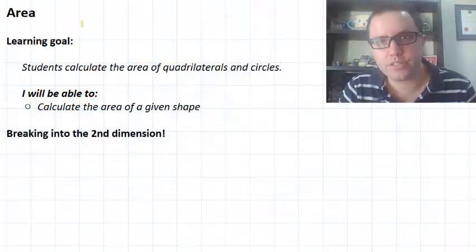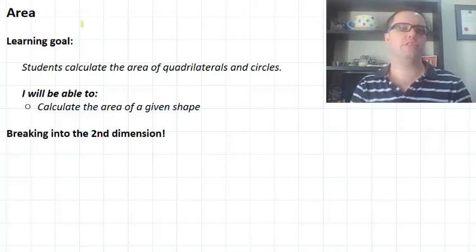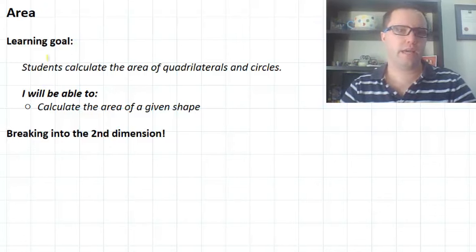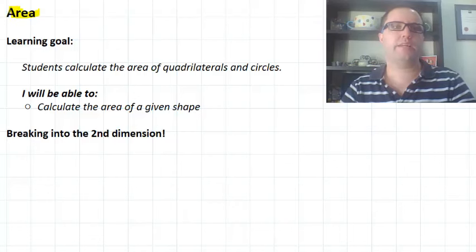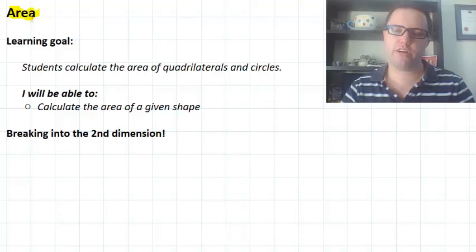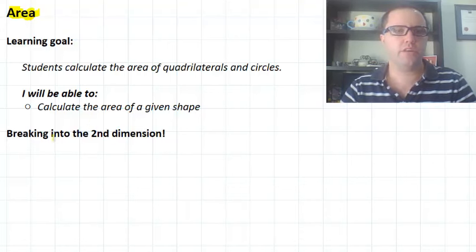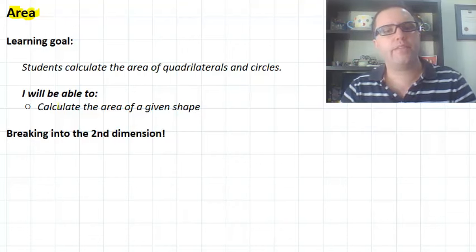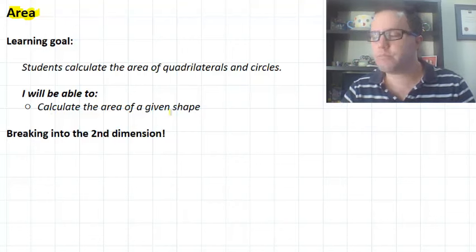Okay, welcome back to this next video in our measurement series, and today we're going to be looking at the idea of area. Again, a lot of this stuff maybe you've seen before, but we're going to be planning through it and trying to do it pretty quickly. Our learning goal is still that you'll be able to calculate the area of quadrilaterals and circles, and the area of just some given shape.